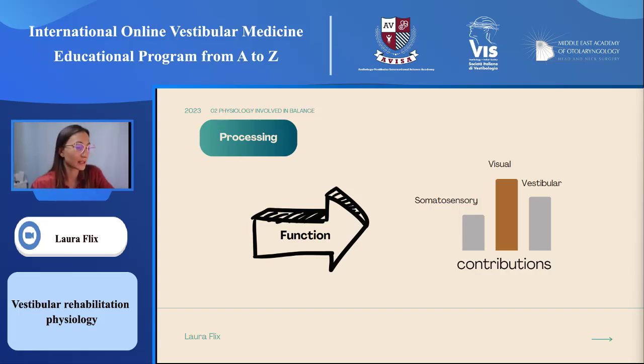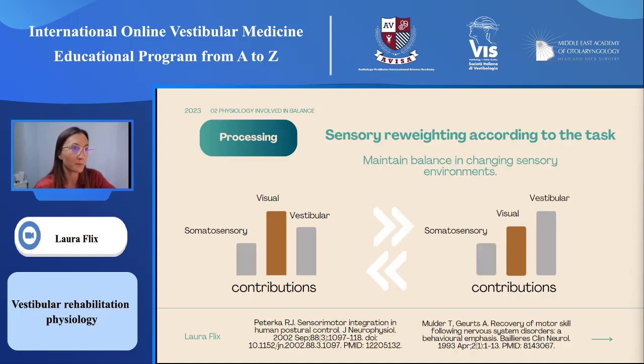But the thing is that this is always changing. It is different from person to person, from previous experiences, etc. So it's a process of sensory reweighting according to the task. When we are maintaining balance in a challenging sensory environment, a non-pathological person uses more visual information than vestibular and somatosensory. It will change when we are relearning the situation, and we're going to use, for example, more vestibular information to maintain balance, no? It's dynamic and always changing.